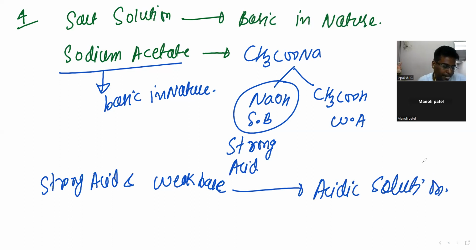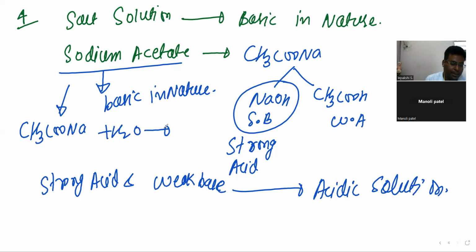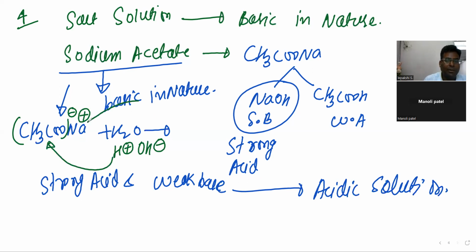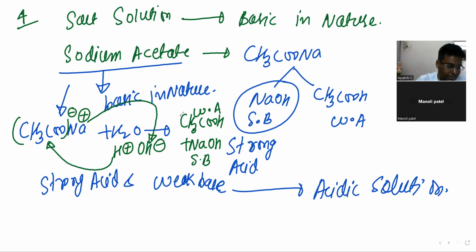So you can write this part also like CH3COONa. When it reacts with water, it again forms acetic acid. Suppose this is your Na plus cation and this part is the acetate ion, and this will be the H plus, this will be the OH minus. So the acetate ion will attract the H plus and this Na plus will be attracted towards OH minus. So it will be CH3COOH plus NaOH. So this is a strong base, this is your weak acid. So write this answer.